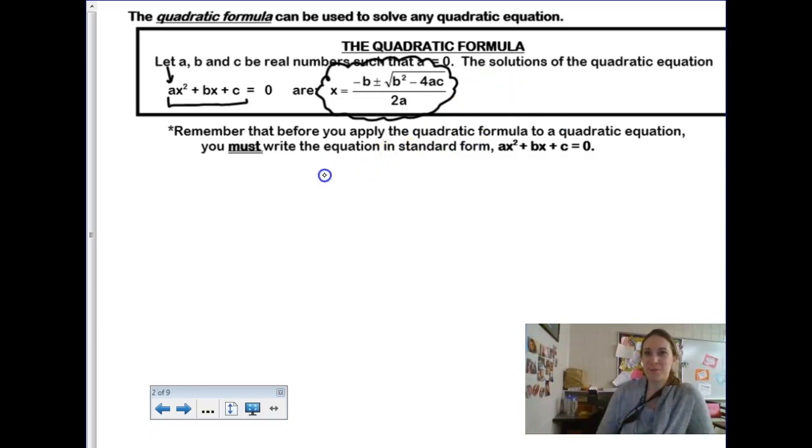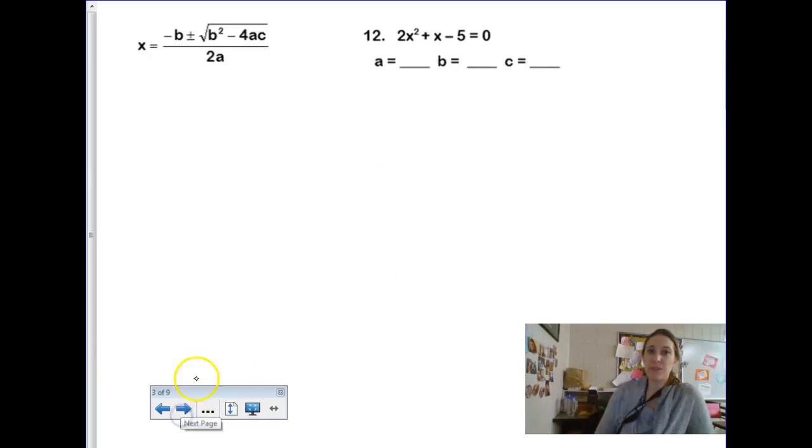Alright, so we have to remember that in order to use the quadratic formula and look at the coefficients for a, b, and c, you have to be in standard form. So that's the first thing we're going to check in all of our questions: is the quadratic in standard form? So here, if they're calling it number 12, I must have stolen it from another worksheet. It is in standard form. The a value is 2. The b value, the coefficient here, is 1. And then the c value is the constant, which is negative 5.